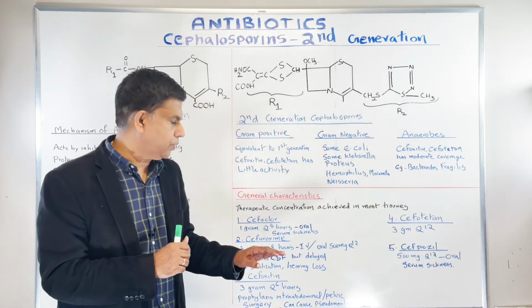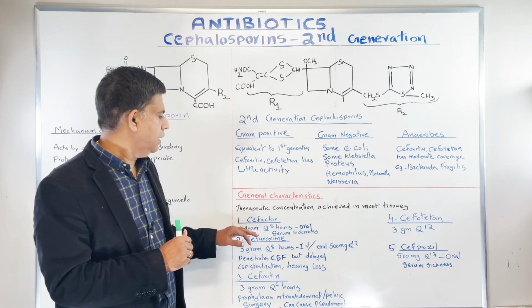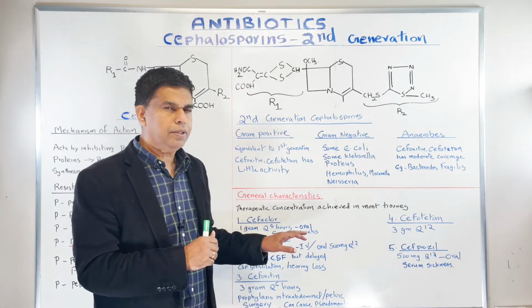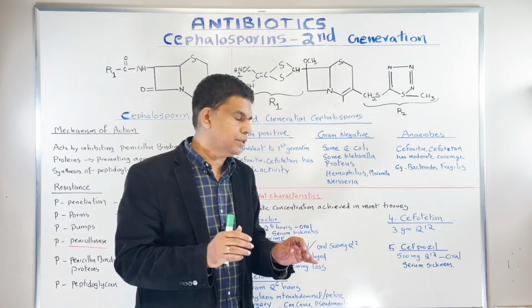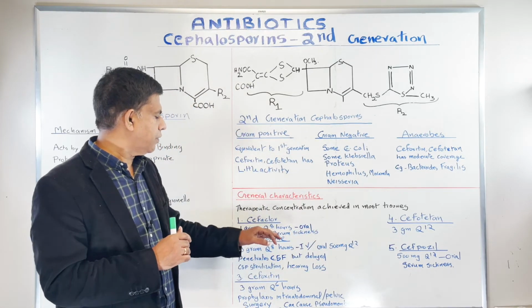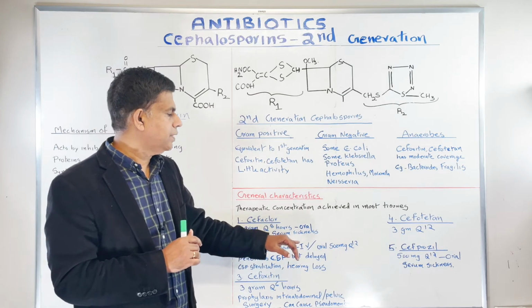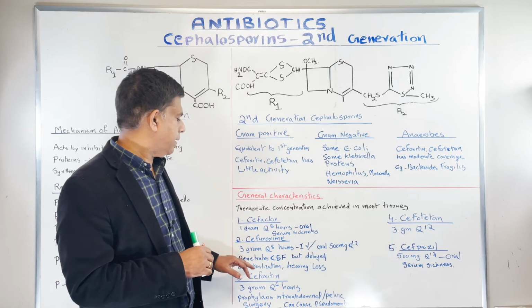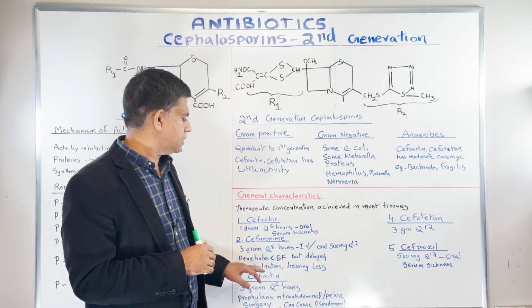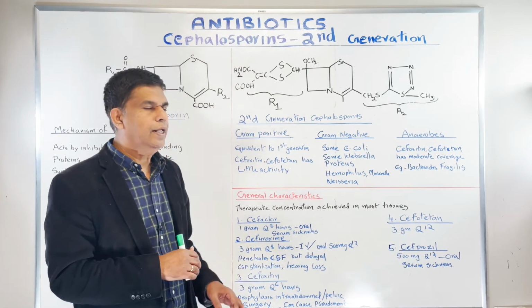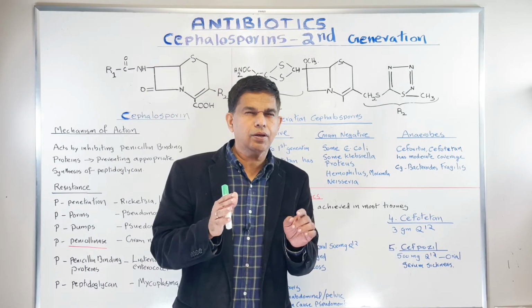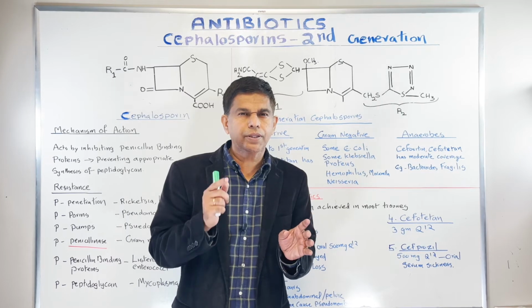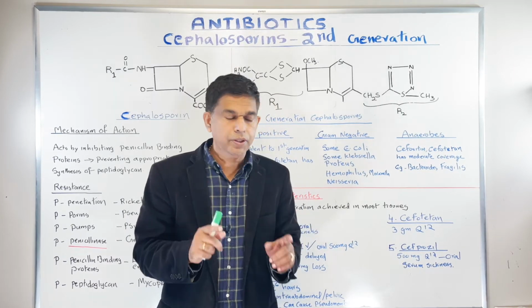Okay, let's look at some of the dosages. When you talk about cefaclor, 1 gram every 8 hours, you can give it orally, and one complication is a serum sickness-like reaction. And then you have cefuroxime, 3 grams every 8 hours IV, or you can give oral 500 milligrams every 12 hours. It penetrates CSF, but there is delayed CSF sterilization and hearing loss. So even though it penetrates CSF, the CSF sterilization is usually not that good, and it can also cause hearing loss. So we usually don't use it.